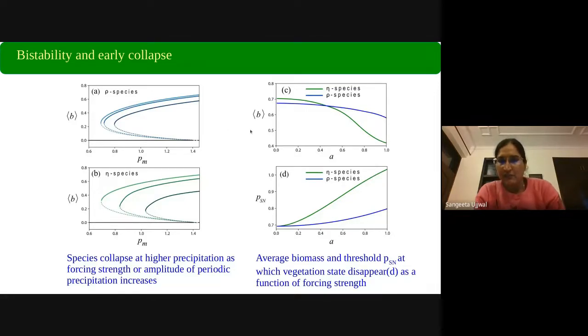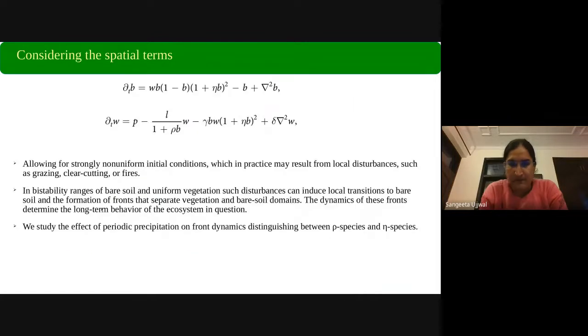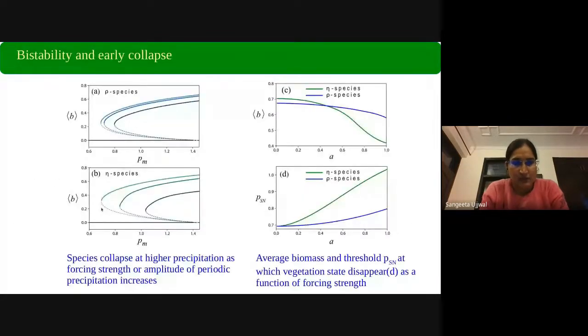So here we have the average biomass and the saddle node point. P saddle node means the precipitation value at which this uniform vegetation loses stability. So this is the P saddle node at A equals 0.5. This is the P saddle node for A equals 1.